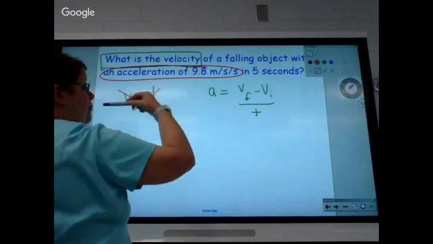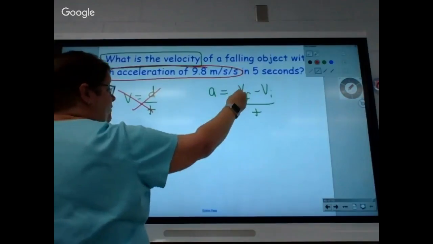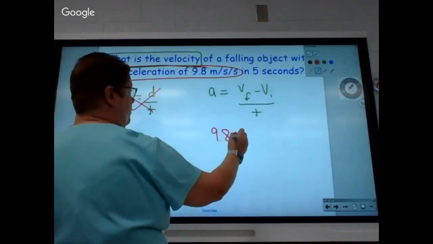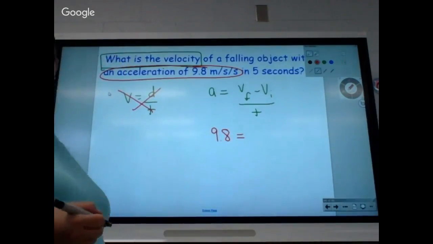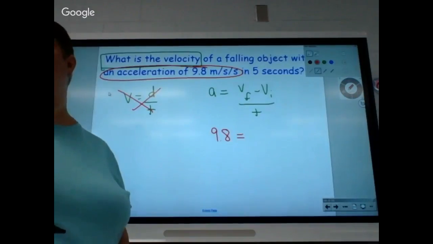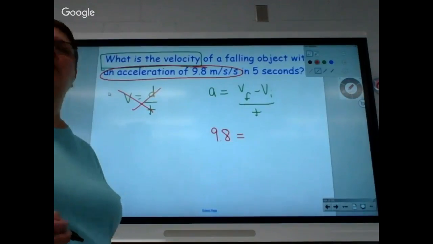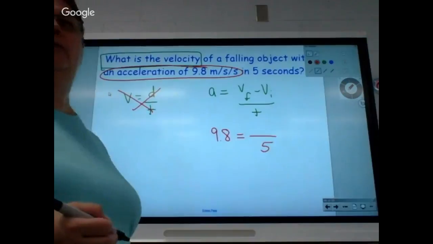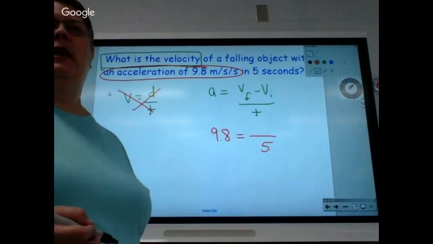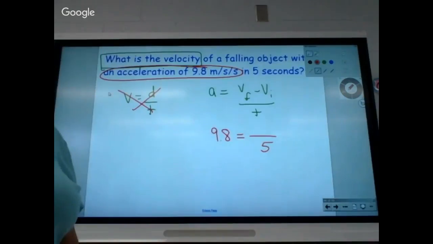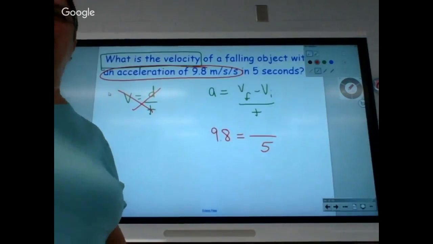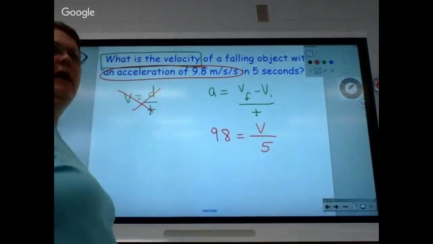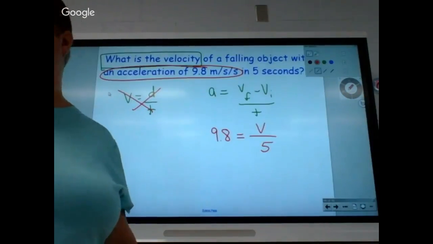And where am I going to put that 9.8? In the A, the V, or the T? In the A. So 9.8 is going to go there. What is 5 seconds? Is it a velocity or a time? It's a time. Now, they asked me to find a velocity. This is why I don't like the formula the state gives you. Am I solving for one velocity or for 2 velocities? One. So we're just going to write V there, not 2 velocities, because you're not looking for 2 velocities.